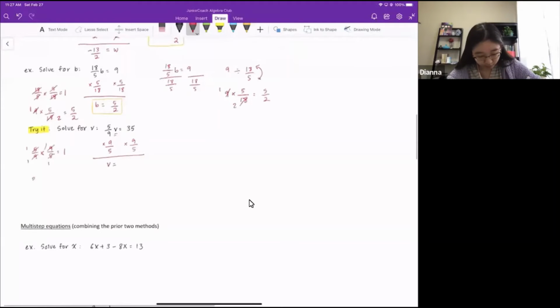So 35/1 times 9/5. What can we cancel out here, right? So 35 is divisible by 5, and 35 divided by 5 is going to be 7. So 7 times 9 is 63. So 63 should be the answer.